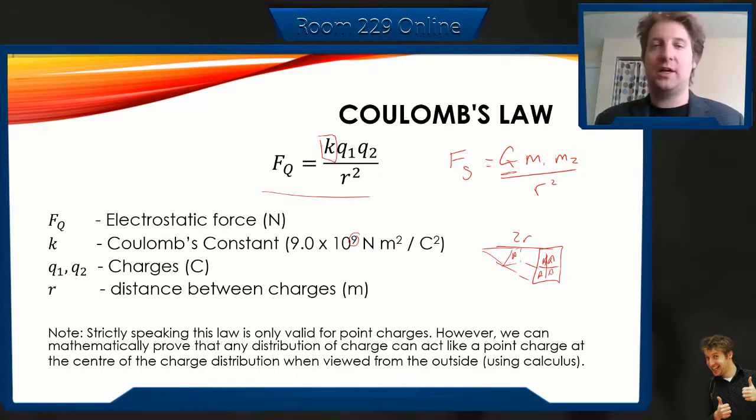So this law is perfectly valid as long as you're outside of the thing. Just like the gravity between the Earth and the Moon, using Newton's gravity law, is only really valid for the point masses at the center of the Earth and the center of the Moon. And using calculus, we can put it all together. Don't worry about it though. But strictly speaking, it's only valid for points.